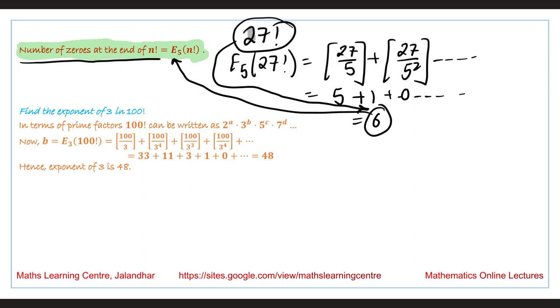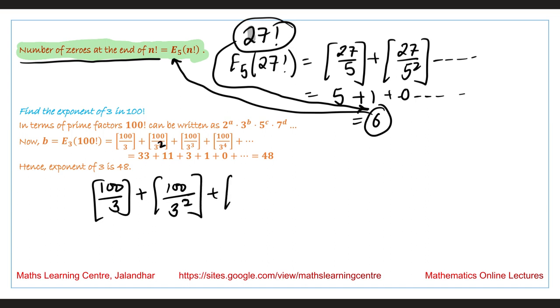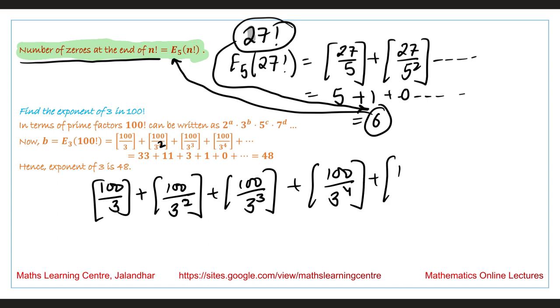Next is find the exponent of 3 in 100 factorial. So the answer we will have is ⌊100/3⌋ + ⌊100/3^2⌋ + ⌊100/3^3⌋ + ⌊100/3^4⌋ + ⌊100/3^5⌋ and so on.